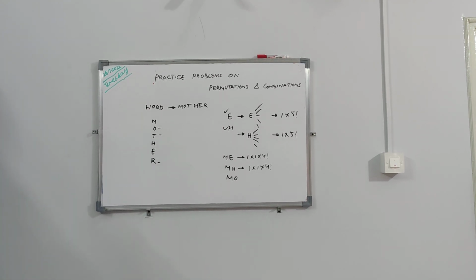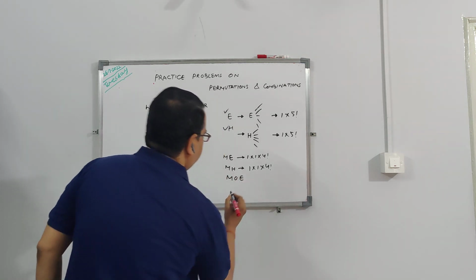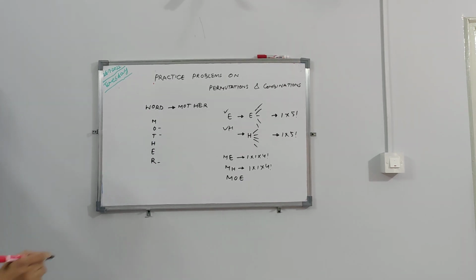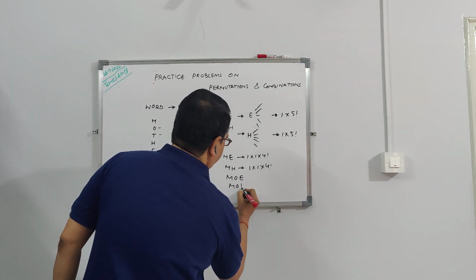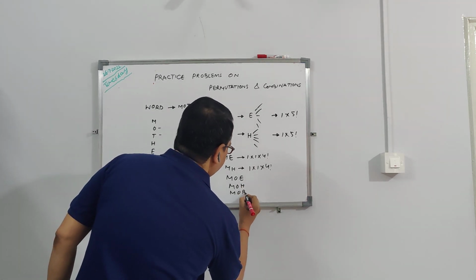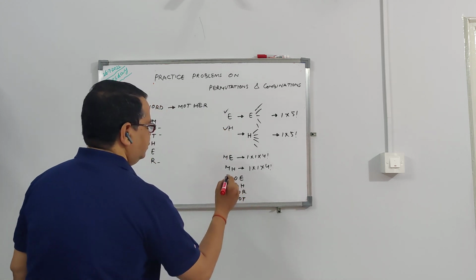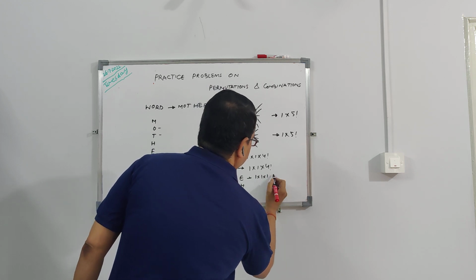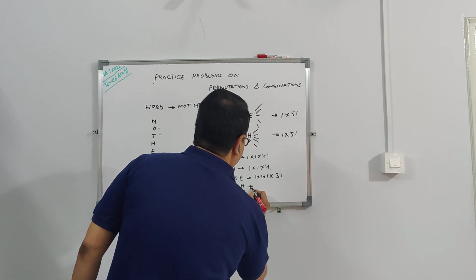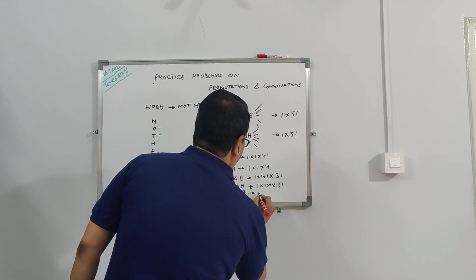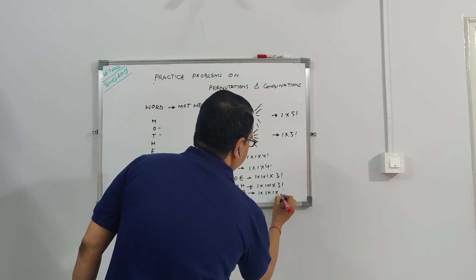So you will have MOE. Because you want to go to MOTHER, you want to go to MOT. So MOE, MOH and MOR, because after this only MOT will come. So here it will be again 1 into 1 into 1 into 3 factorial. Then 1 into 1 into 1 into 3 factorial. Then 1 into 1 into 1 into 3 factorial.